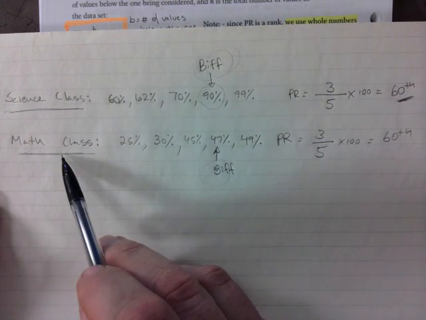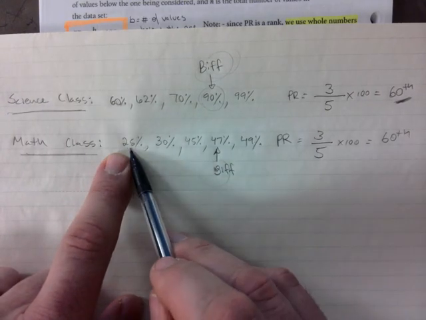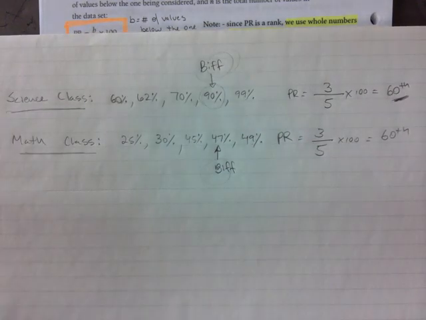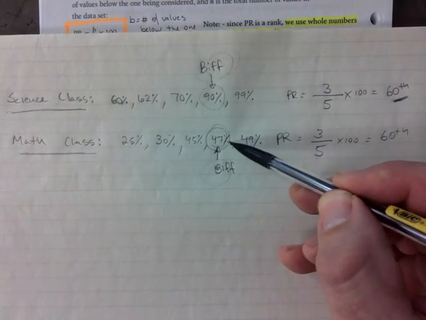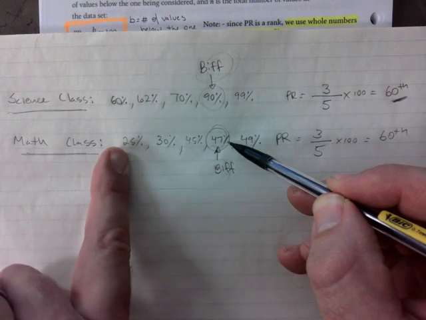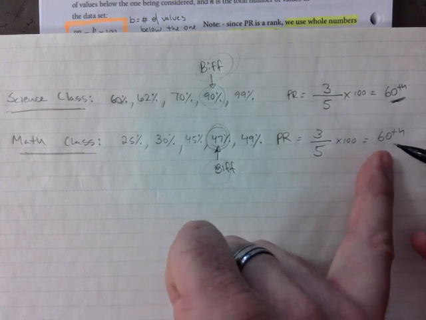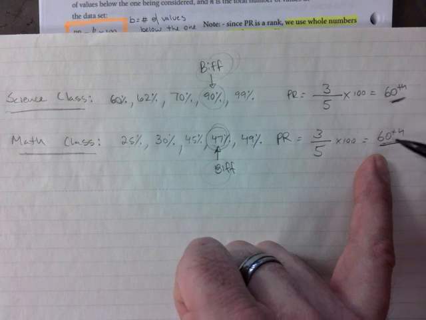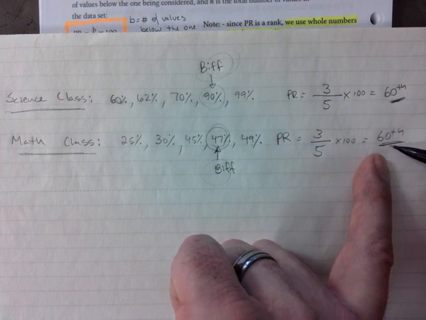Let's look at math. So this is Mr. Dirkson's class. Look at the test scores here. 25, 30, 45, 47, not so good. Not a single student passed, right? You see that? If Biff scored 47%, there are 3 students that scored less than him, correct? So if we use the formula, 3 divided by 5 times 100, 60th. So what's up with that? This doesn't tell you how well you did on the actual test. It just tells us how you did compared to the rest. All right, guys?